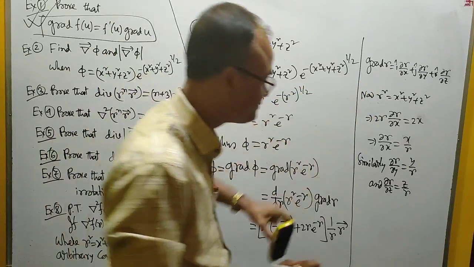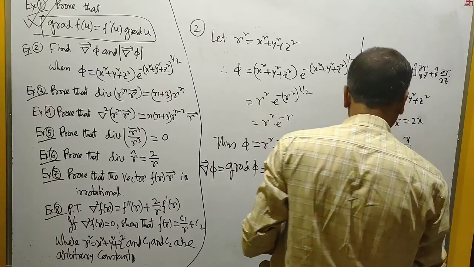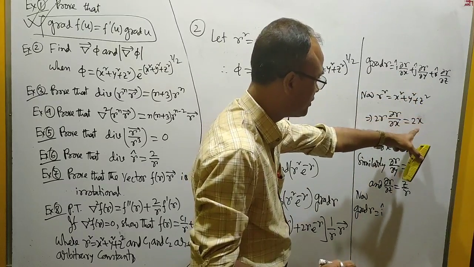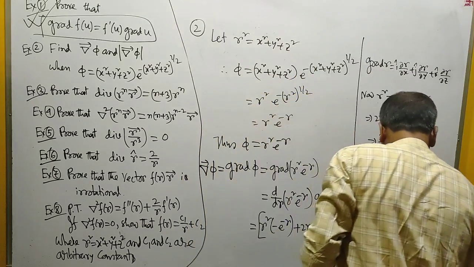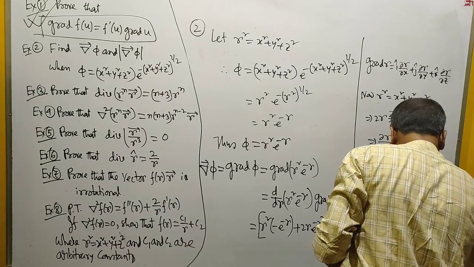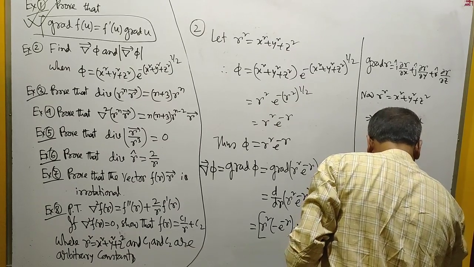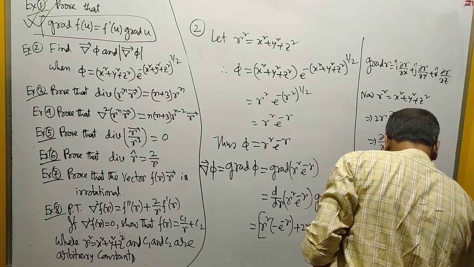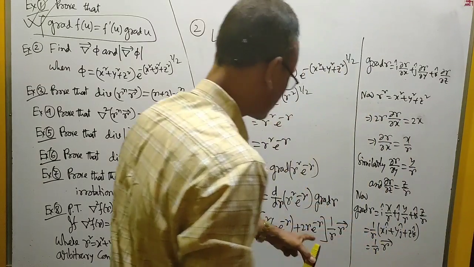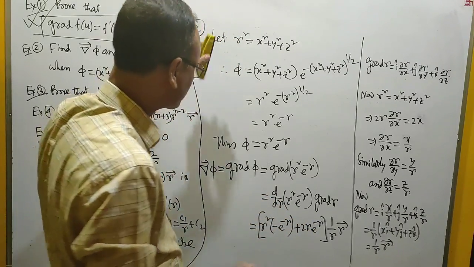Now gradient of r. This is equal to i cap del r by del x, for which you may put x by r, plus j cap y by r plus k cap z by r. This is equal to 1 by r times (x i cap plus y j cap plus z k cap), which is equal to 1 by r times r vector. We have just written this.